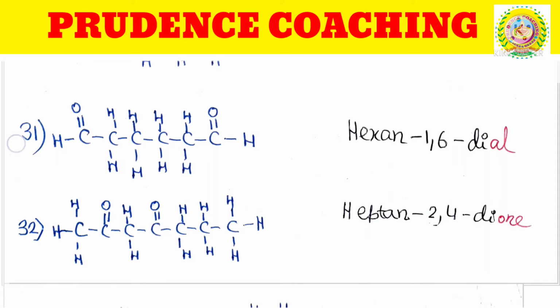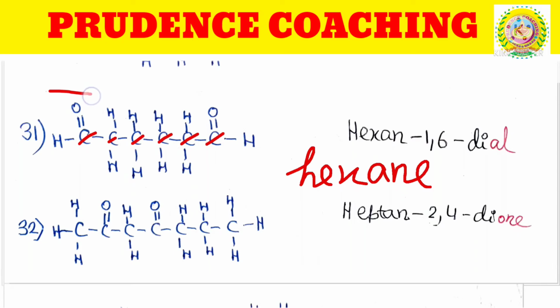So now let us start with the next one, that is number 31. So here you have 1, 2, 3, 4, 5, 6 carbon. So you need to write hex here. And in between carbon we have single covalent bond, so hexane.